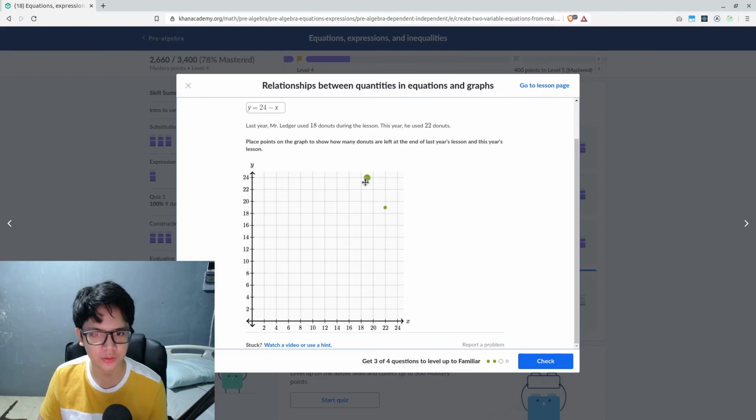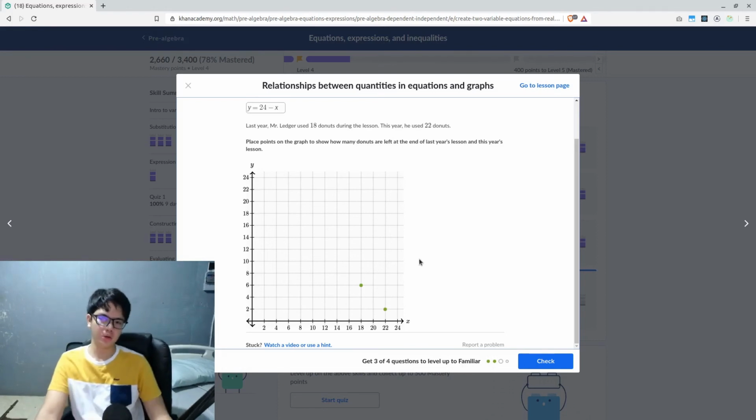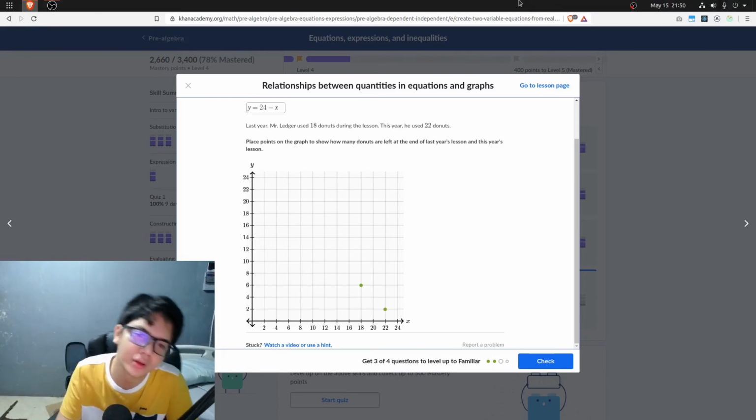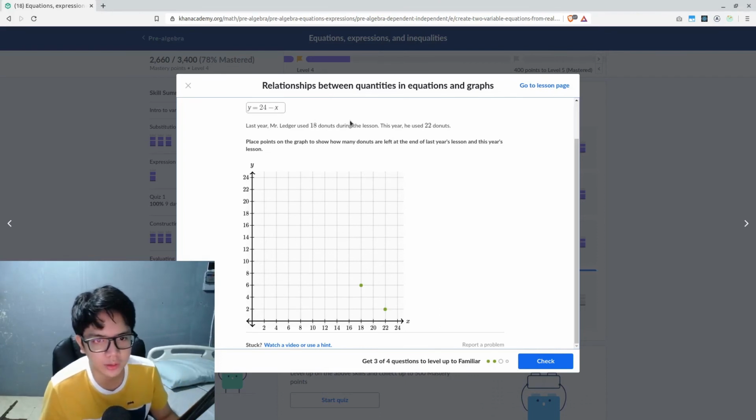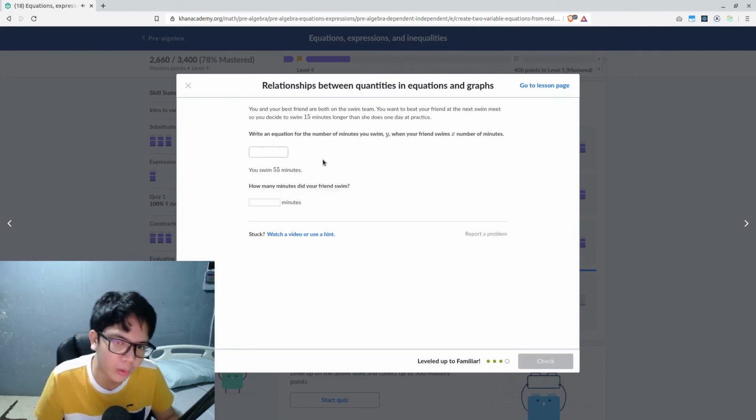Okay, the first one is 18 donuts, and then 24 minus 18. How much is that? It was 6. Then we have 22 minus 24 with 2 over here. Are we correct? 24 minus 18 is 6. Yeah, that is correct. 2, 6, 18. Okay.